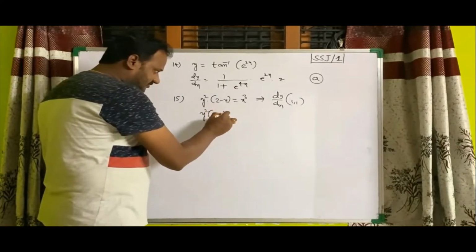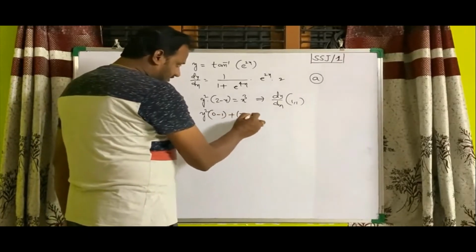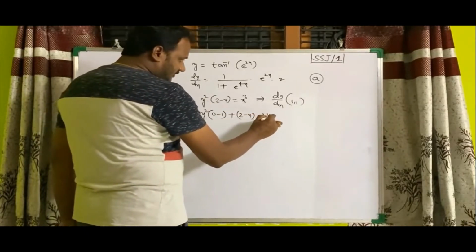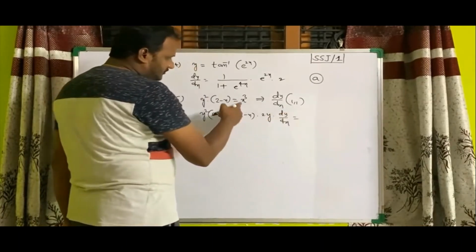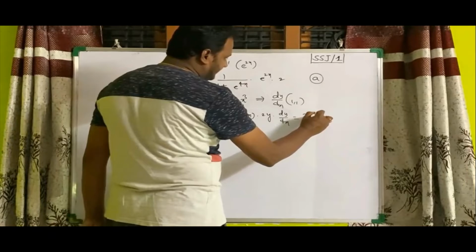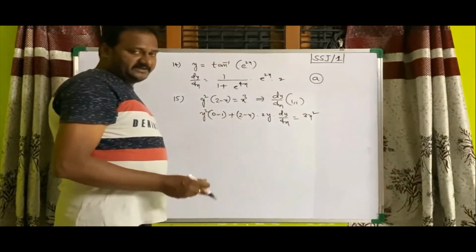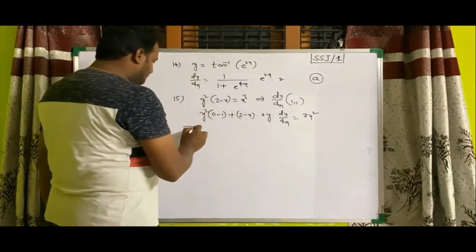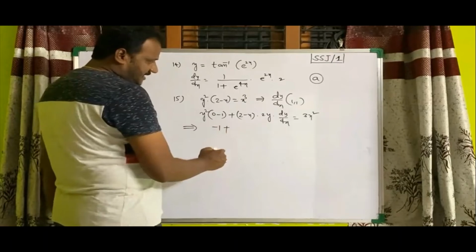Derivative of 2 is 0. Derivative of x is equal to 1, plus 2 minus x into the derivative of y square, which is 2y, and derivative of y is dy by dx, is equal to x cube derivative, of course, 3x square. But you need to find dy by dx at 1 comma 1. It means x equal to 1, y is equal to 1. Substitute here, y square is equal to 1. 1 into minus 1 is equal to minus 1.